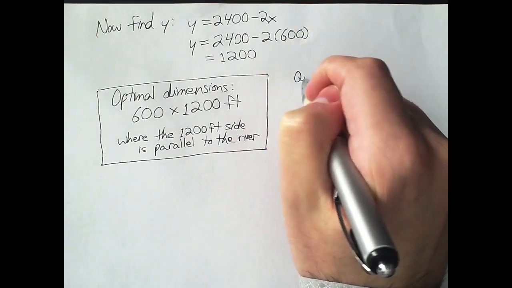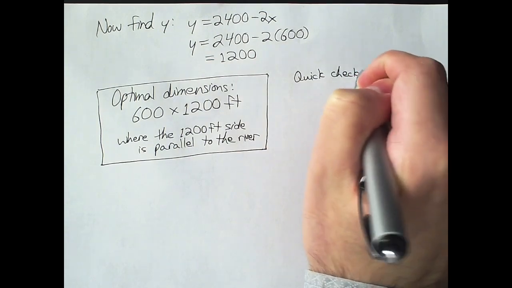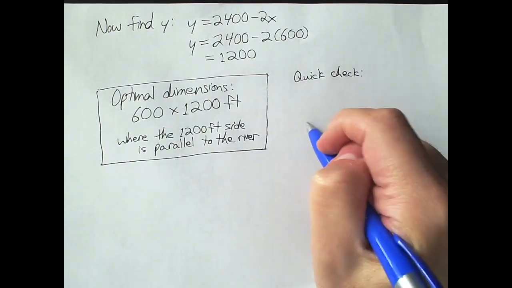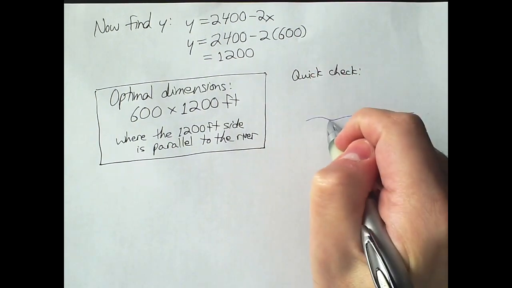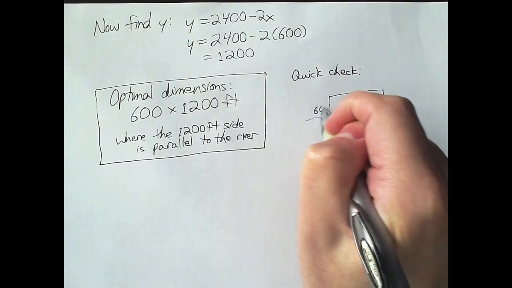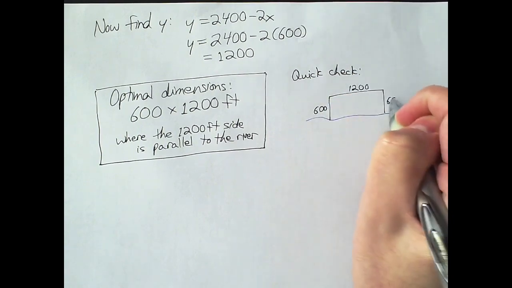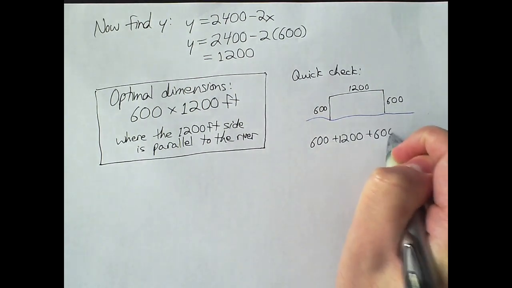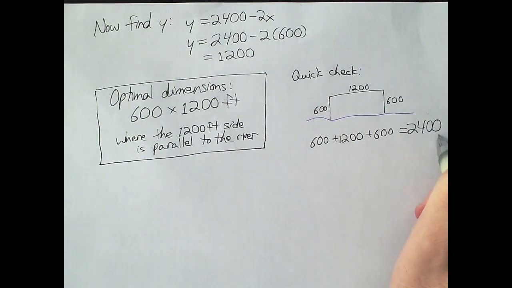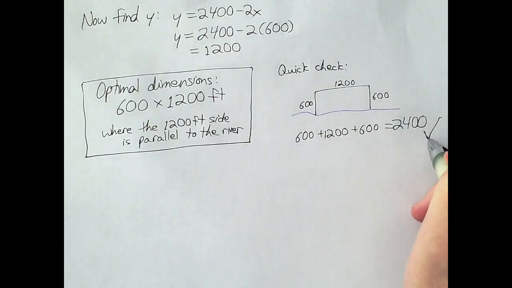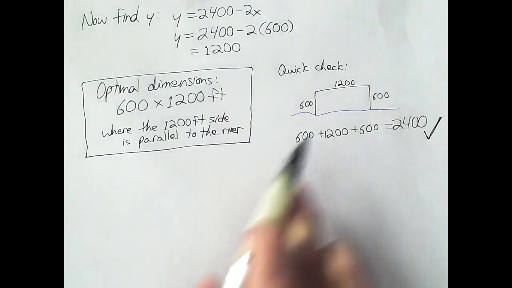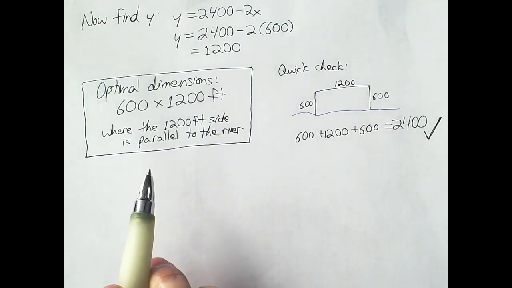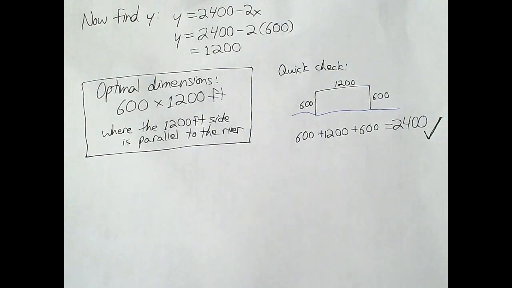We could do a quick check that in our picture, if you do this, and this is 600, 1200, and 600, you can check that they do add up to the total amount of fencing that we had. 2,400. Good. I mean, of course, there's other combinations that also add up to 2,400, but that's one thing you can check. Otherwise, you could go back and double check the derivative and that this was, in fact, a maximum. So we're done with this problem.